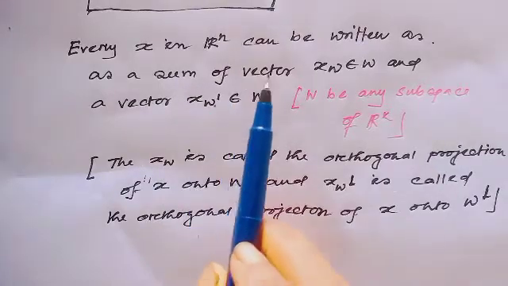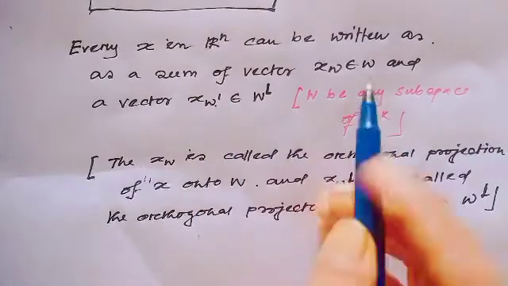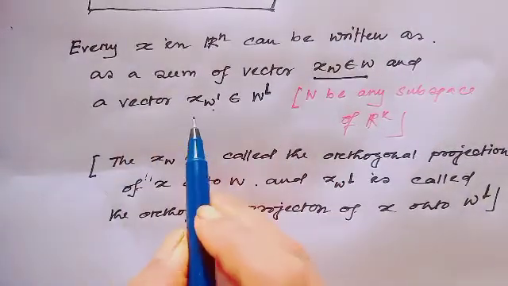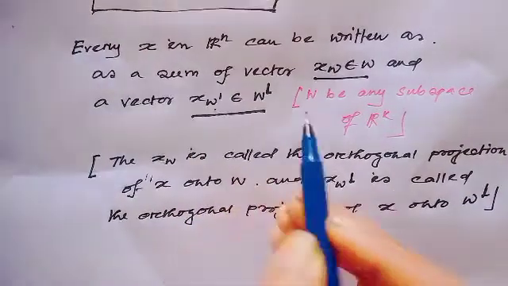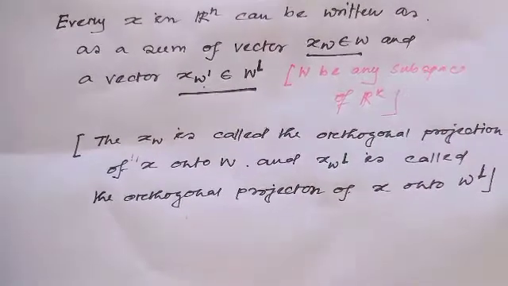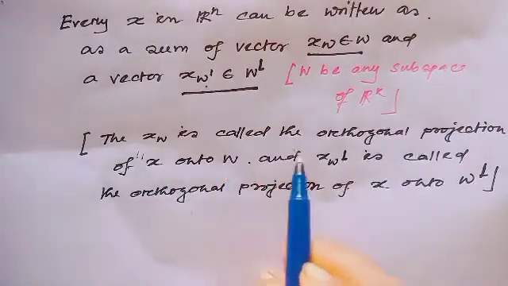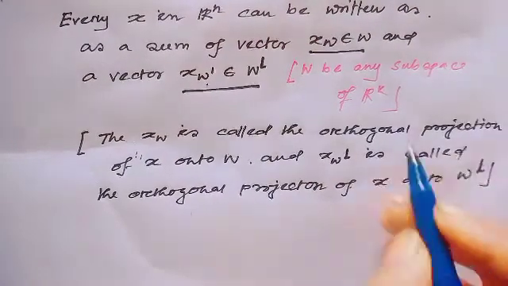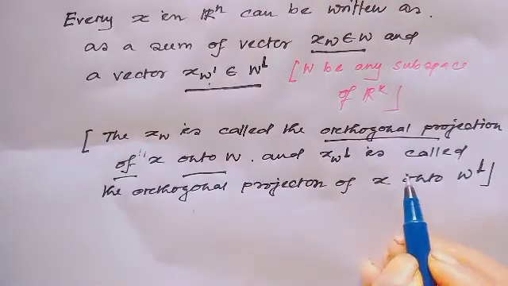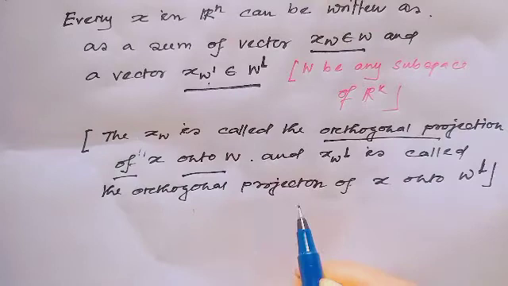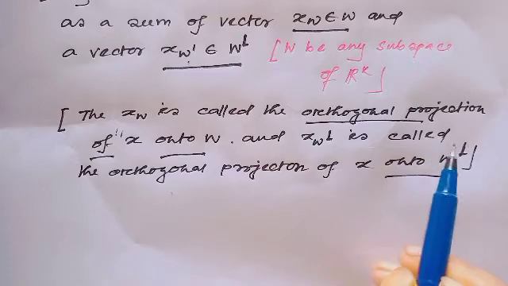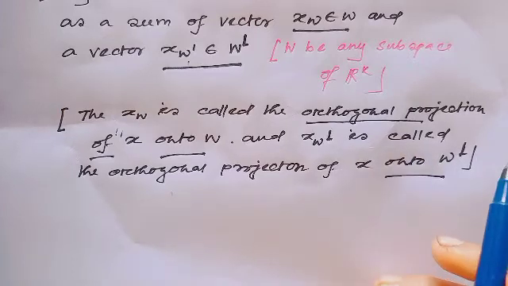Therefore, every x in Rn can be written as a sum of a vector xW of W and a vector xW perp of W perp, where W is any subspace of Rk. That means xW is called the orthogonal projection of x onto W, and xW perp is called the orthogonal projection of x onto W perp.